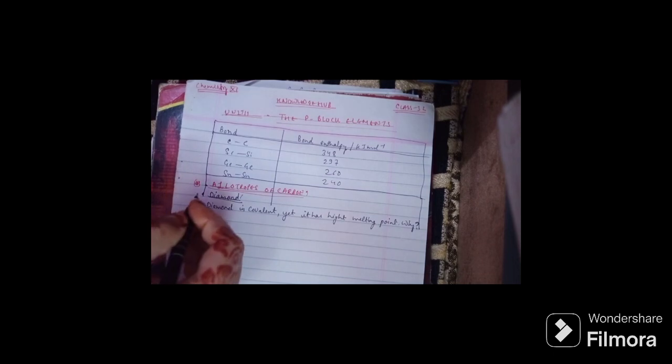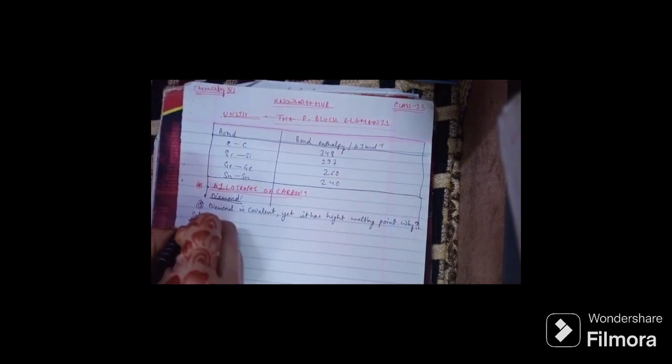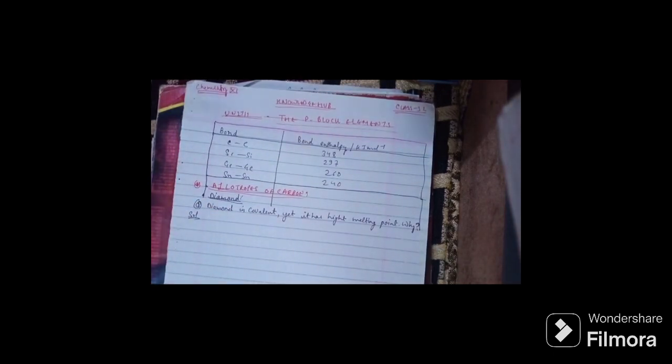So for that we have a solution here. We'll discuss why diamond is covalent and yet has a high melting point. Because diamond has a three-dimensional network involving strong carbon-carbon bonds which are very difficult to break, and in turn it has a high melting point.